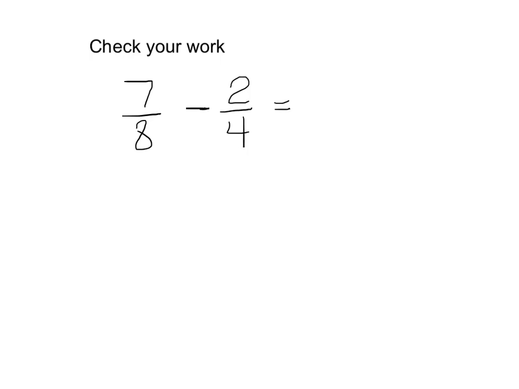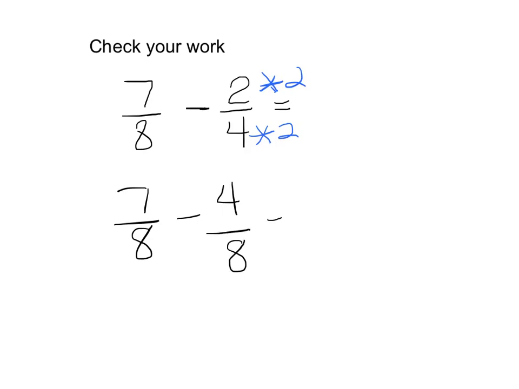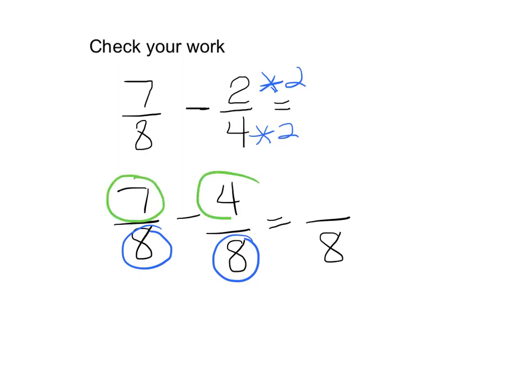The next problem is 7/8 minus 2/4. These fractions don't have common denominators, so I must find the common denominator. I know that 4 times 2 equals 8. Whatever I do to the denominator, I do to the numerator. So I'm going to multiply 2 times 2 on my numerator. I'm going to rewrite the problem. 7/8 minus 4/8 equals. They now have common denominators. I can bring that denominator straight over, and I can take my numerators and subtract them, and I have 7 minus 4 equals 3.